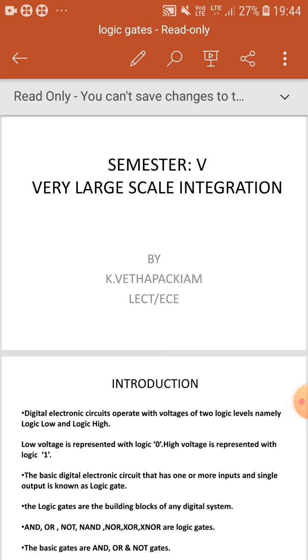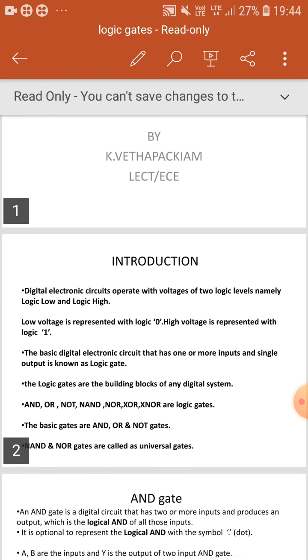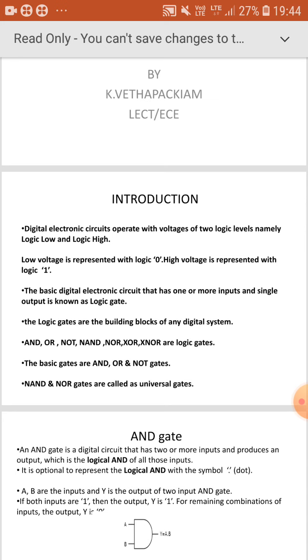We have already studied logic gates in digital electronics. Digital value can be either 0 or 1. Logic gates are AND gate, OR gate, NOT gate, NAND, NOR, XOR, XNOR gate. Those are logic gates. Logic gate is a digital circuit which performs logical operations.